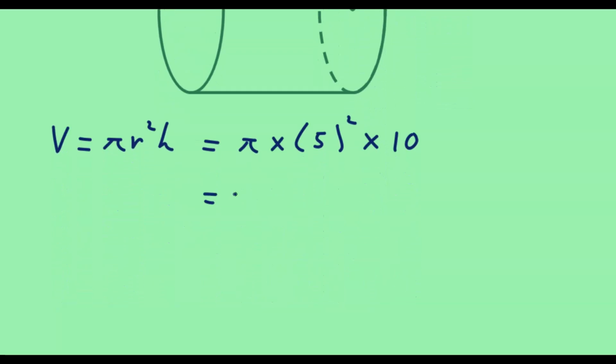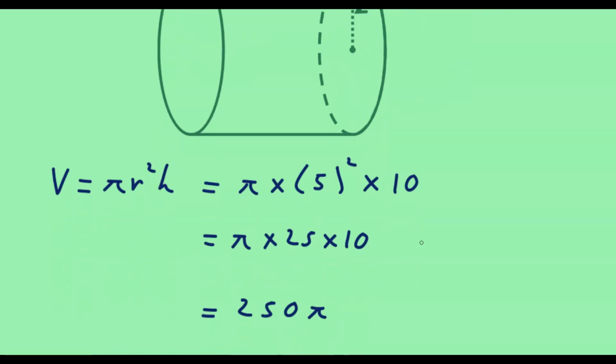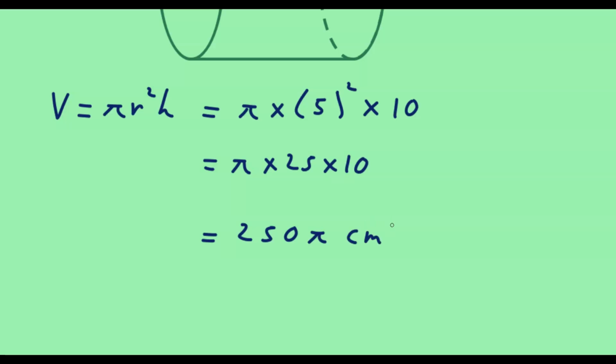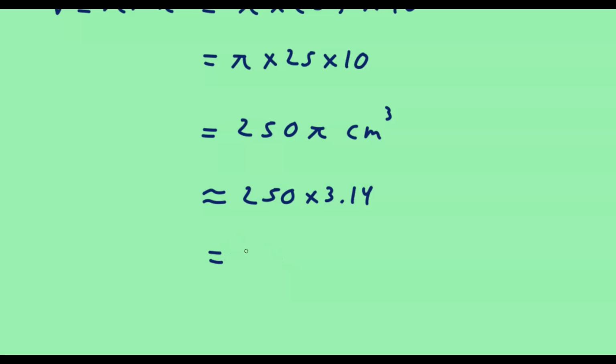So what we end up with is pi times 25 times 10. 25 times 10 is 250, so we have 250 pi. And since the units of the radius and the height are given in centimeters, the unit for this volume will be centimeters cubed. So the volume of the cylinder is 250 pi centimeters cubed. And pi is approximately equal to 3.14. So let's substitute that over here. And if we multiply these two numbers, we will get 785. So the approximate volume of the cylinder is 785 centimeters cubed.